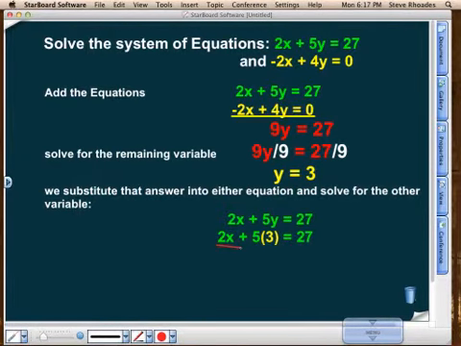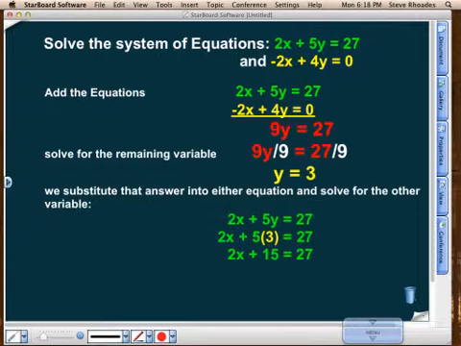This is just basic algebra. Again, you guys, the biggest mistakes I saw people make yesterday, anytime that you do these types of equations, is that you mix up your positives and negatives. All right, so in this case, 5 times 3, we don't have to worry about negatives. Everything's nice and positive. 2x plus 15 equals 27.